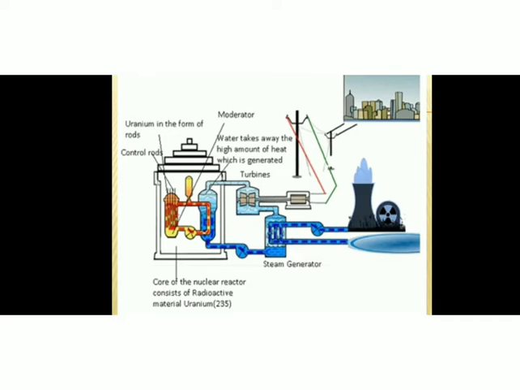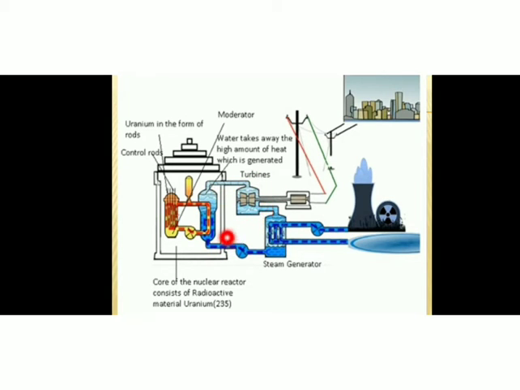This is the diagrammatic representation of the nuclear reactor. You can see some rods here, that means uranium rods, and these black lines indicate the control rods, and they are dipped in the moderator. This moderator slows down the neutrons and initiates the nuclear reaction, and the geometry of the rods is such that the reaction takes place in a controlled manner.